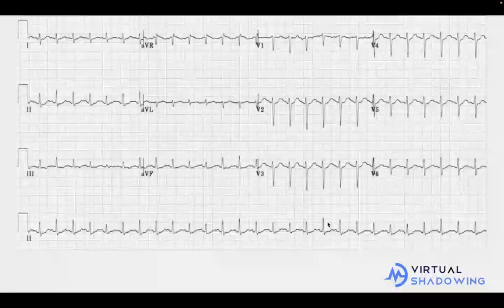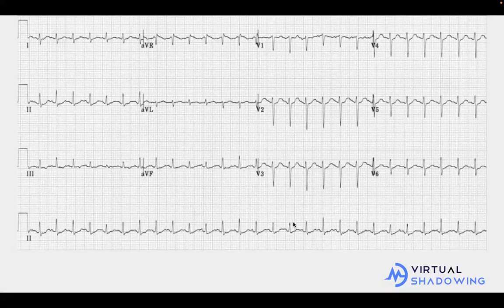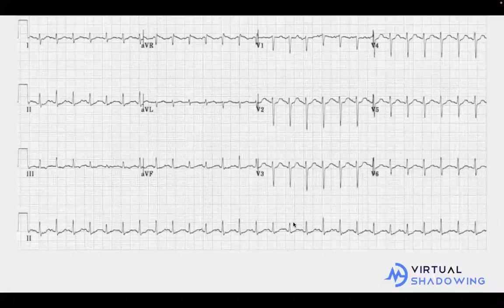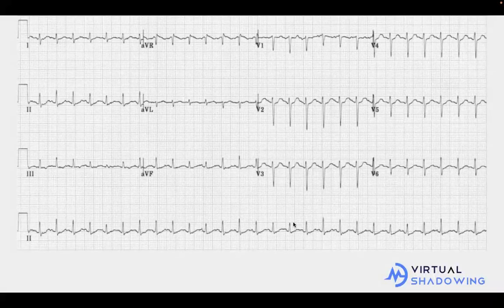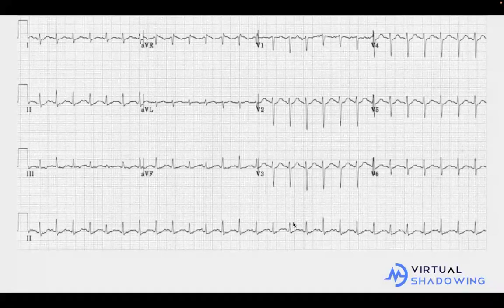The better study for valves is an echocardiogram. The big one for also aneurysm. If the left ventricle aneurysms out and becomes really big, we can see characteristic signs of that on the EKG. The big one that I was looking for was heart attack.